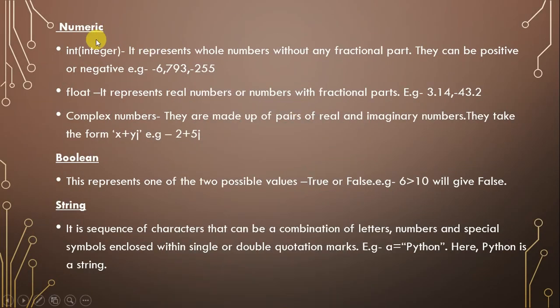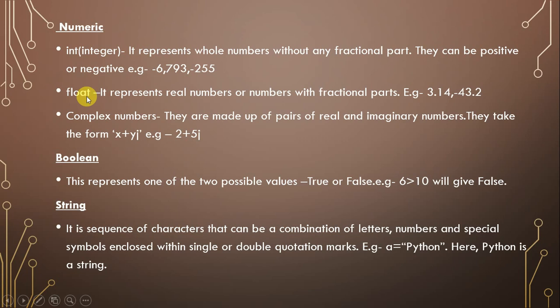Let us learn about the numeric data type. Numeric data type consists of numbers. The first subpart of numeric data type is int, which stands for integer. It represents whole numbers without any fractional part. They can be positive or negative, for example -6, 793, -255. They do not have any decimal point in them, so they do not have any fractional part. They are only whole numbers.